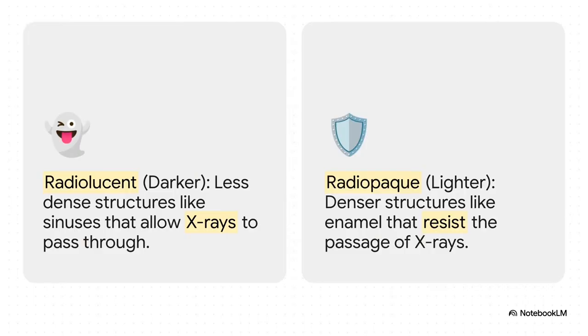Okay, this right here, this is a Rosetta Stone. It's the key to understanding everything else. And honestly, it's pretty simple. Things that are less dense, like the air in your sinuses, let x-rays pass right through, so they look dark. We call that radiolucent. But things that are really dense, like your tooth enamel or a filling, they block the x-rays and they look bright white. That's radio-opaque. So just remember, dark means less dense, light means more dense. That's it. That's the secret code.